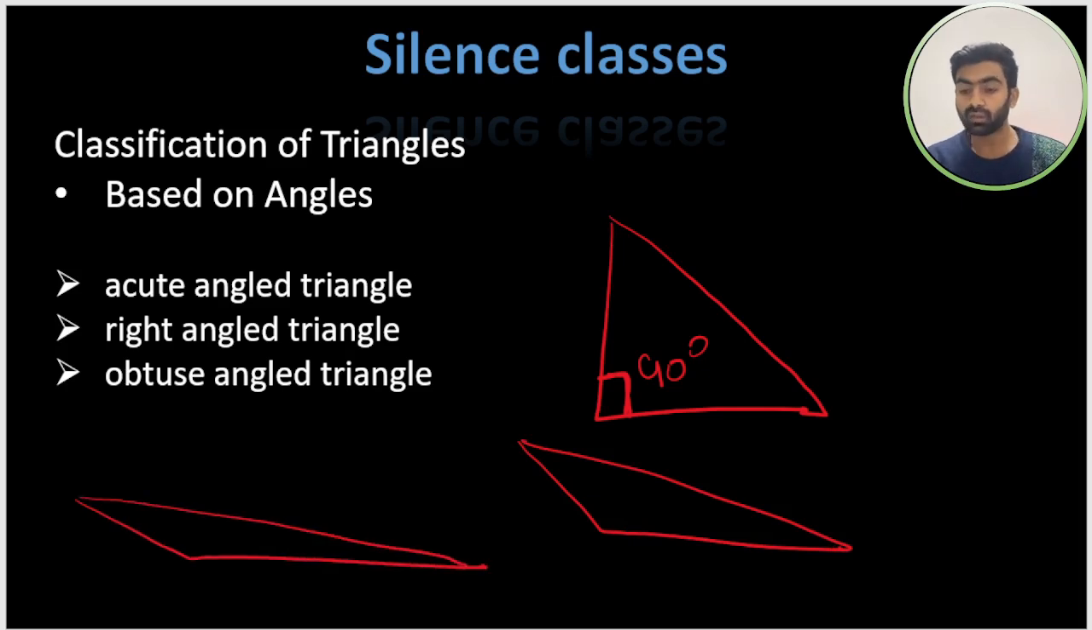All these angles are greater than 90 degrees. You can just observe it and tell whether it is an acute angle, a right angle, or an obtuse angle triangle. But you just have to clear the concept. Acute angle is less than 90 degrees, right angle is exactly 90 degrees, and obtuse angle is always greater than 90 degrees and smaller than 180 degrees. By this you can easily find out which triangle it is.